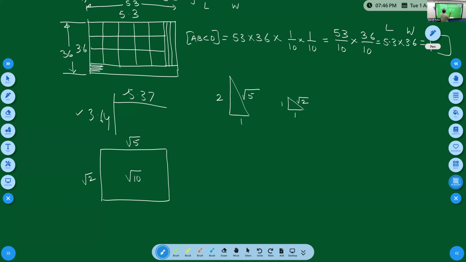However, what we do is root 5 can be caught between 2 and 3. Root 5 is greater than 2 because square of 2 is 4. Square of 3 is 9. So root of 5 is between root of 4 and root of 9. Now, root 2 can be caught between 1 and 2: 1 is less than root 2, which is less than 2. Correct? This is possible.